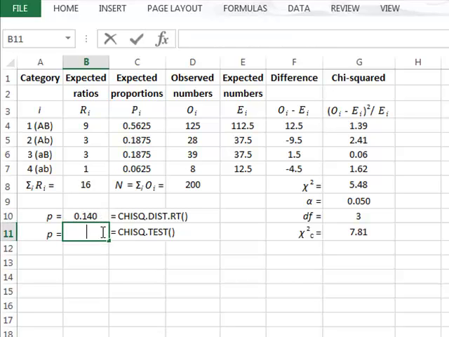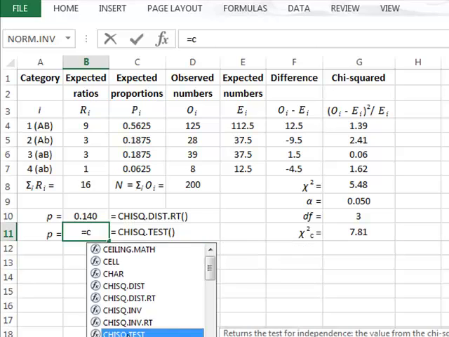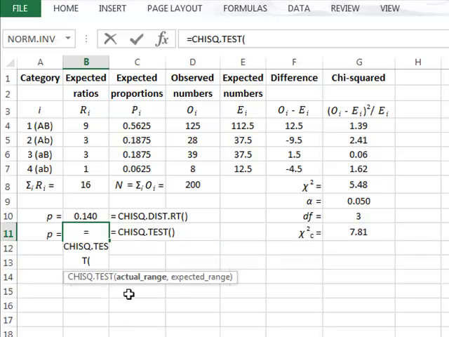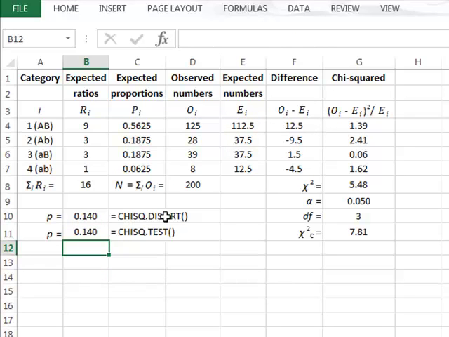We could also use the chi-squared test directly, equal to CHISQ.TEST, in which we have to identify the actual range of values, which is the observed, and enter the expected range and enter, again giving a p-value of 0.140.